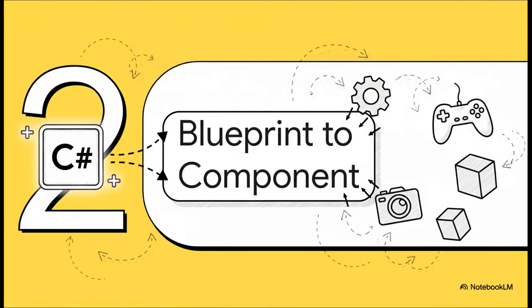So, we've got our C# blueprint, our class. But how does the Unity game engine actually know what to do with it? How does it get from this text file to something real in our game? Well, that's where the real magic of Unity comes in, components.